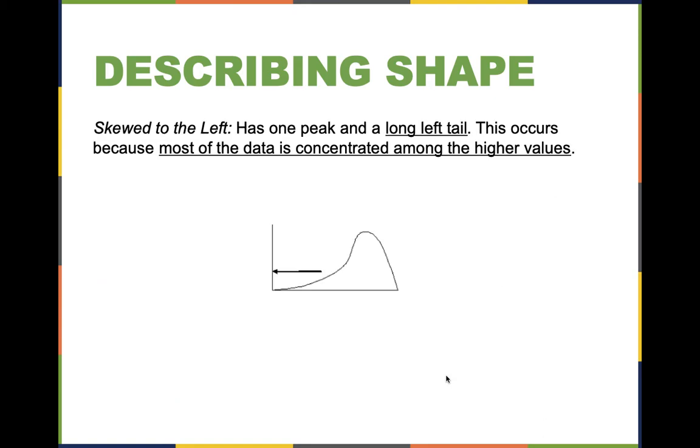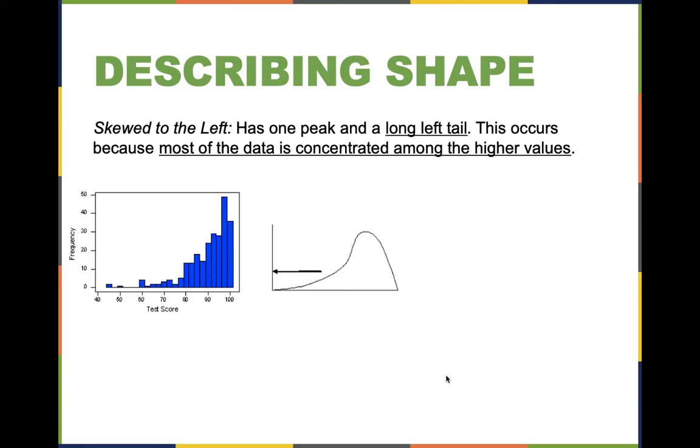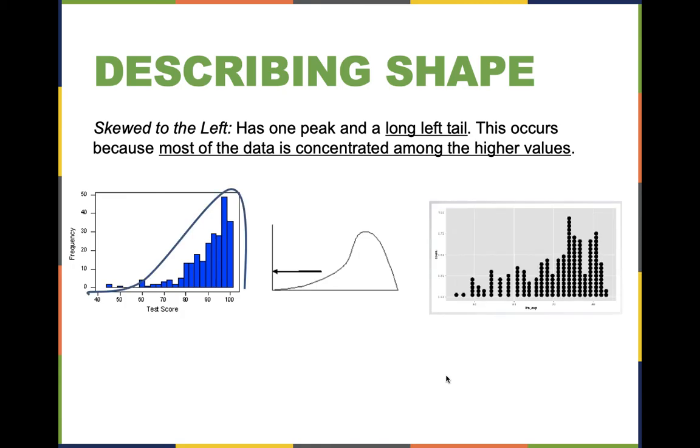Skewed to the left is the opposite. It has one peak and a long left tail. This occurs because most of the data is concentrated among the higher values. This is an example of a histogram that is skewed to the left. This is another example. This is a dot plot that is skewed to the left. And notice in both of these examples, there's a cluster of data on the right-hand side where the larger numbers are, and there aren't that many data values on the left-hand side where the smaller numbers are.